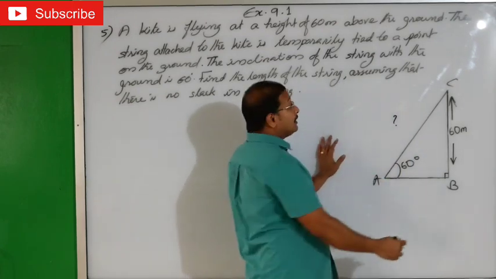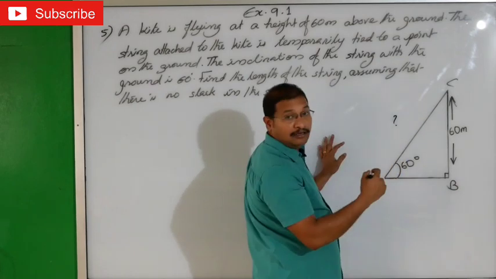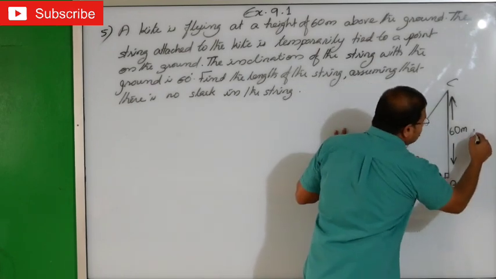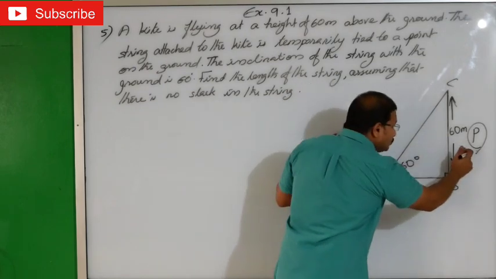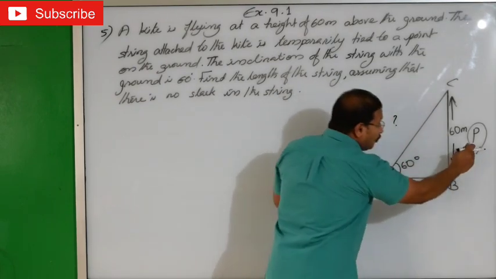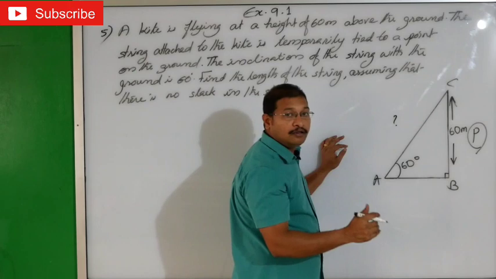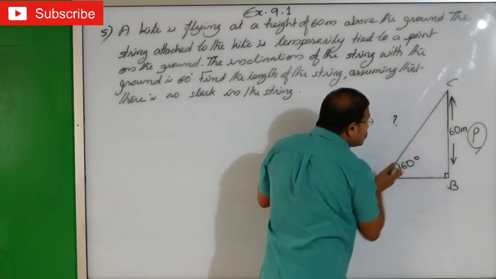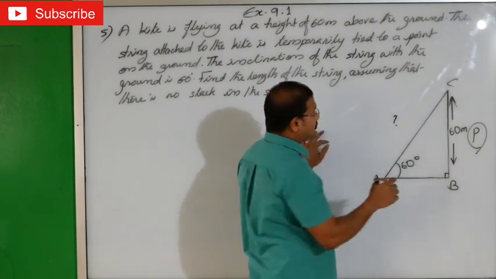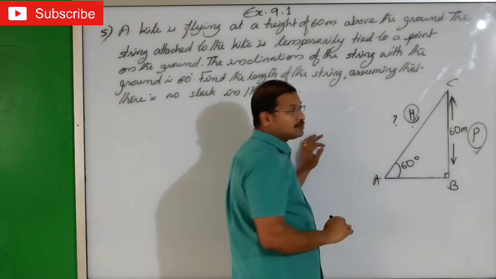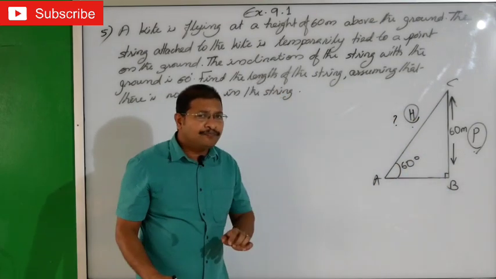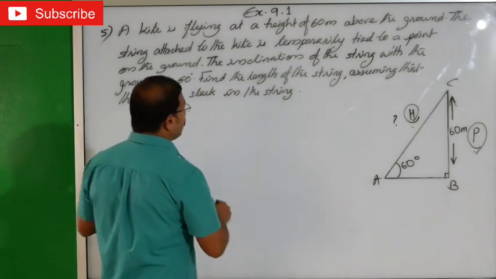So what is given? Height is given. According to this angle, this is the opposite side. This is called perpendicular, the opposite to this angle. And we want to find out the length of the string. We call it the hypotenuse. Ready? Now we will consider perpendicular and hypotenuse. Sine. Let's start the work now.